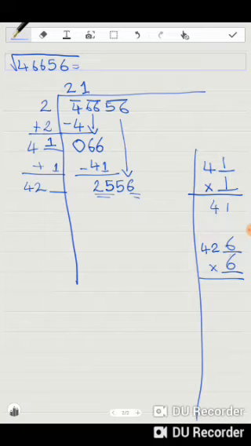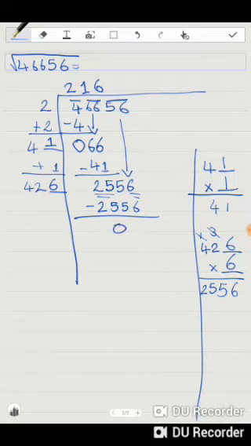So let us try this. 6 6s are 36, carry 3. 6 2s are 12 plus 3, 15, 5 carry 1. And 6 4s are 24 plus 1, 25. Hence, I am getting an exact value of 2556, remainder 0. I complete this step by adding 6 to itself, and I leave the answer as 432.